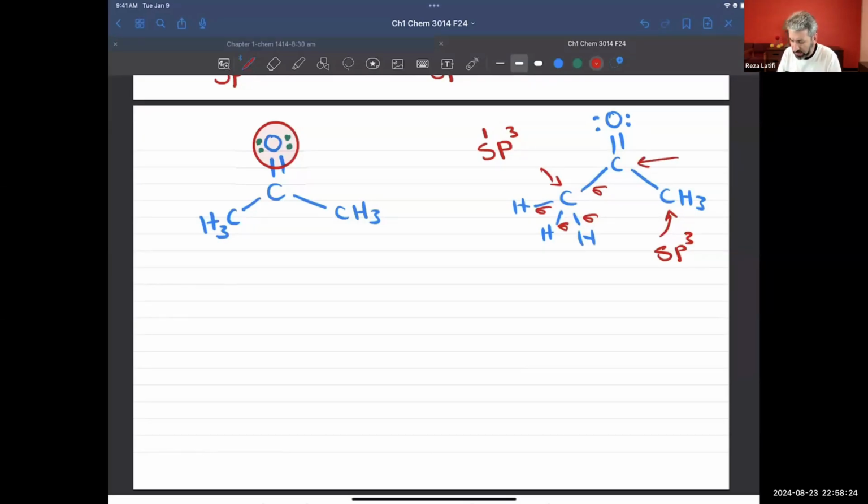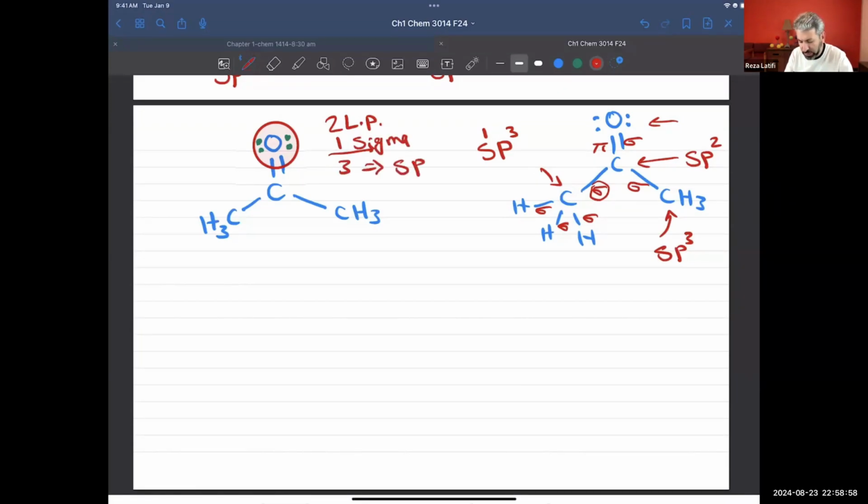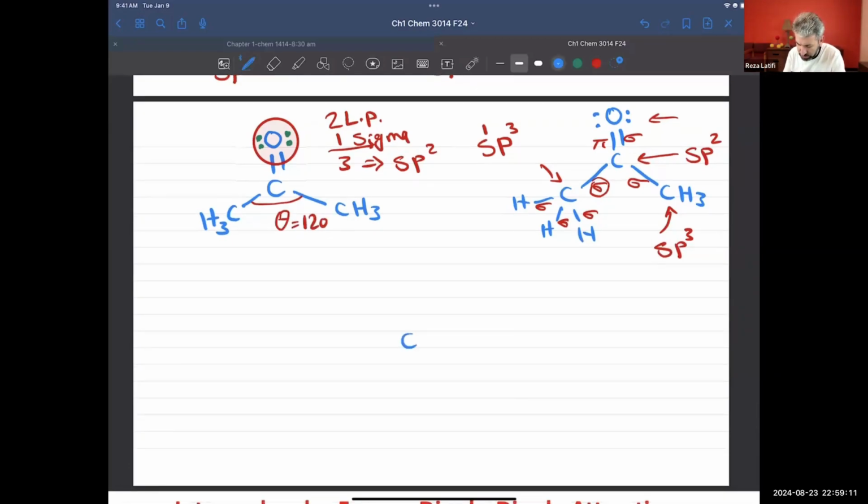How about this carbon? That carbon will be sp2. Why? Because I have 1 sigma, 2 sigma, 3, and that's a pi bond, so we have sp2 hybridization. How about oxygen? Oxygen is also sp2. Why? Because oxygen has 2 lone pairs, plus 1 sigma, which makes 3, so the hybridization will be sp2. The bond angle is going to be around 120, and I've assigned the hybridization for each one. Again, let me redraw this molecule.